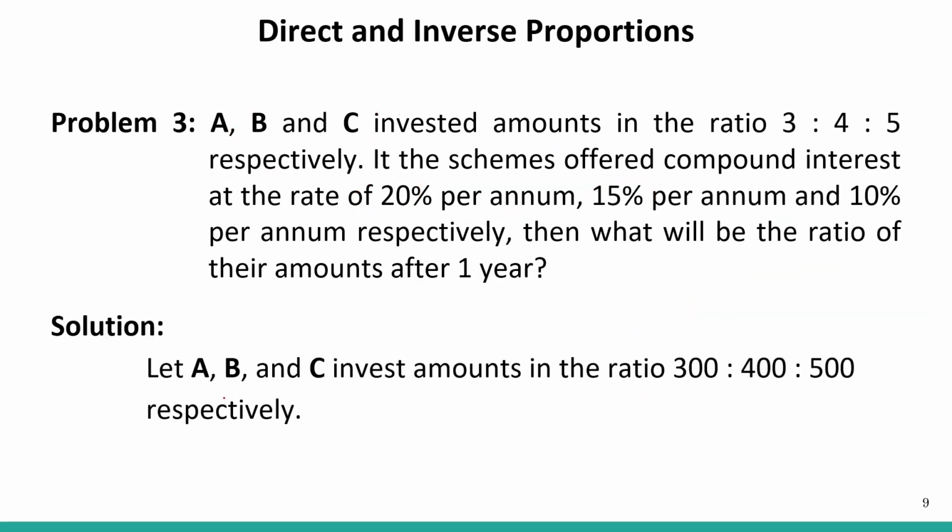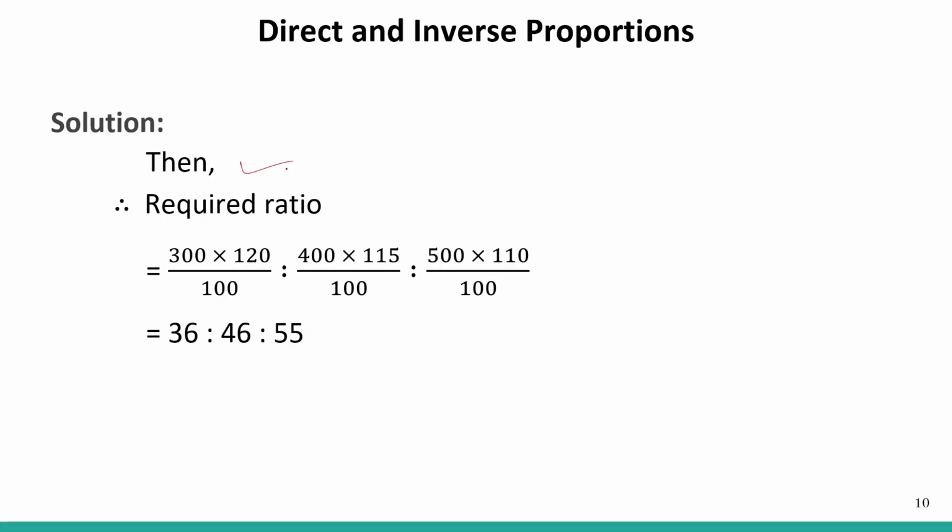Okay, so since A, B and C invest amounts in the ratio 300 is to 400 is to 500 respectively, right? So what we did was we calculated the required ratio. So 300 into 120 by 100 is to 400 into 115 by 100 is to 500 into 110 by 100. So what will it be equal to? So this will be 3, and this will be 4, and this will be 5. Okay, so 3 into 120 is to 4 into 115 is to 5 into 110.